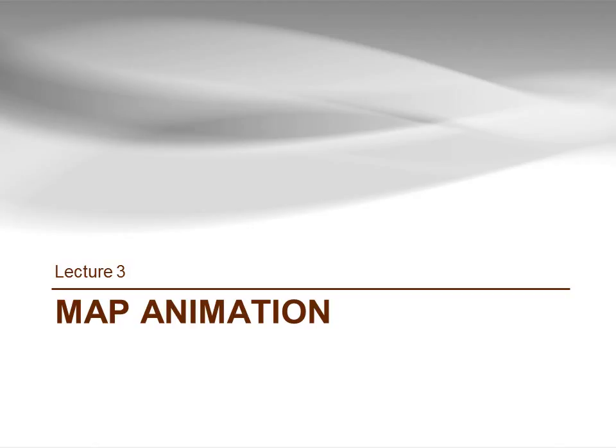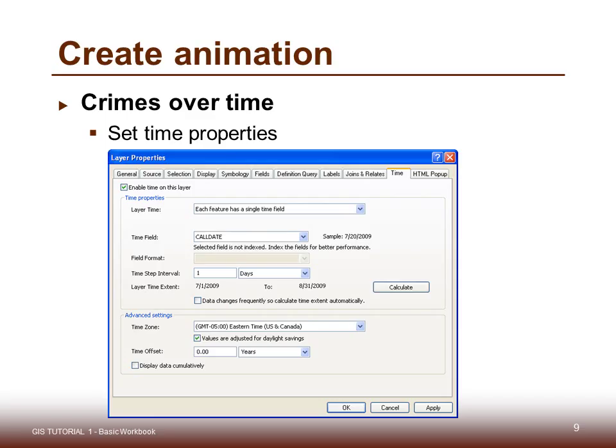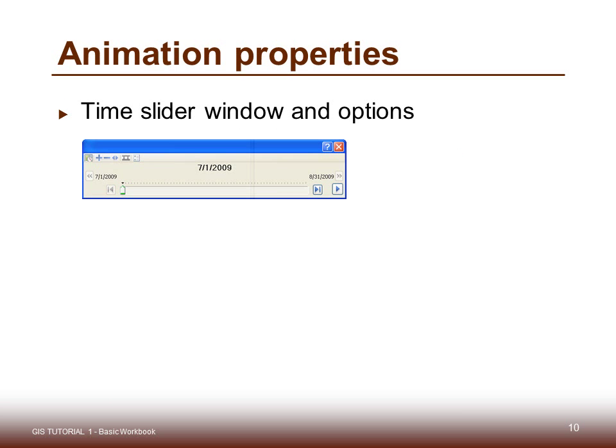Map animation basically means that you're taking a map and you're depicting change over time and then saving it as some kind of animated video format. So for example, you can create an animation of crimes over time by setting the time properties first. You'll be doing this in one of the assignments in Chapter 3. And there's a time slider window then that opens that you'll use to create the animation.